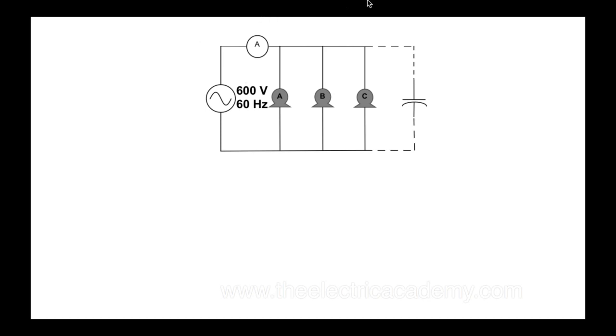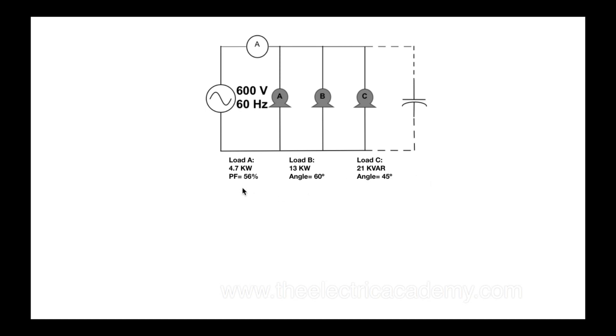So what I've got going on here, if I can see where my mouse is, there it is. I've got three loads. I've got a motor A, motor B, and motor C, and they're all in parallel with each other. What we're going to do is we're going to try to take this capacitor and try to improve our power factor. And as I go through this presentation, I'll show you guys why I think it's important that we improve our power factor.